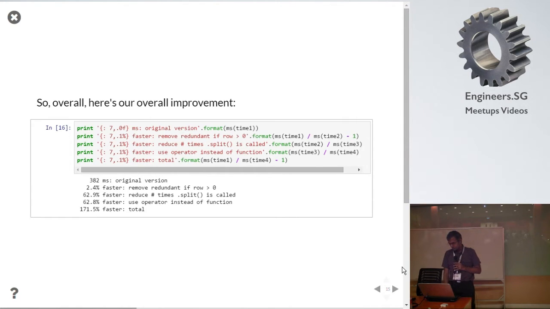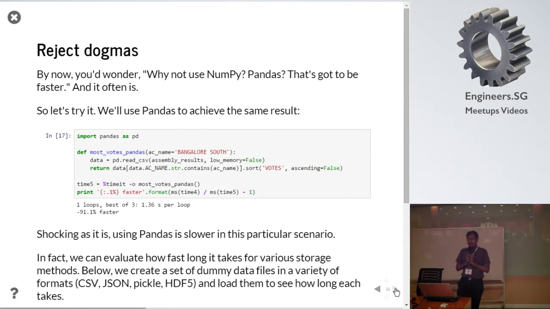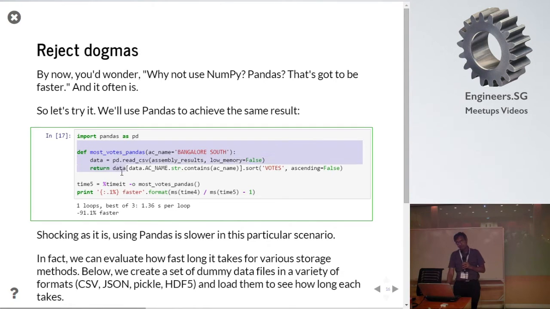Give or take. So the thing is, when it comes to optimization, we normally say there's bound to be some library for that. Right? And in this case, you would have said, just use Pandas. That's blazing fast for data operations, right? Or go to NumPy. Let's try that out. Now, this is code that does exactly the same thing that our previous function does. It takes the assembly constituency name, it reads the CSV file, and then returns. Let's go through this step by step. So it takes the assembly constituency name, and where the string contains the assembly constituency name, it returns that as a subset. In other words, this phrase does the filtering.